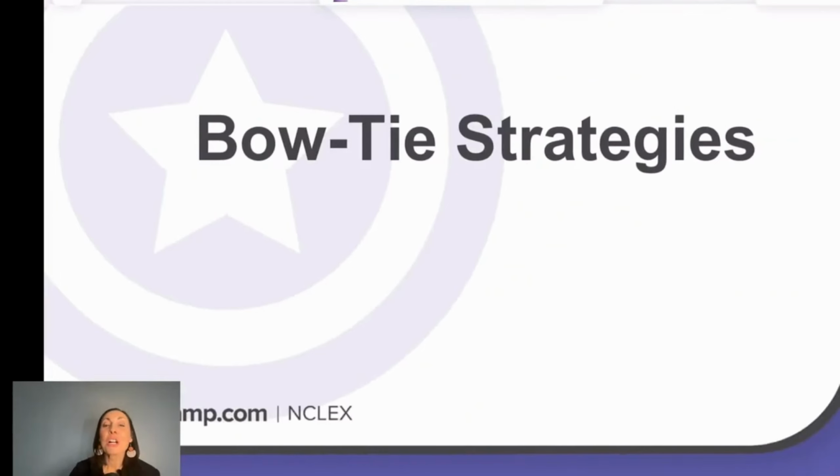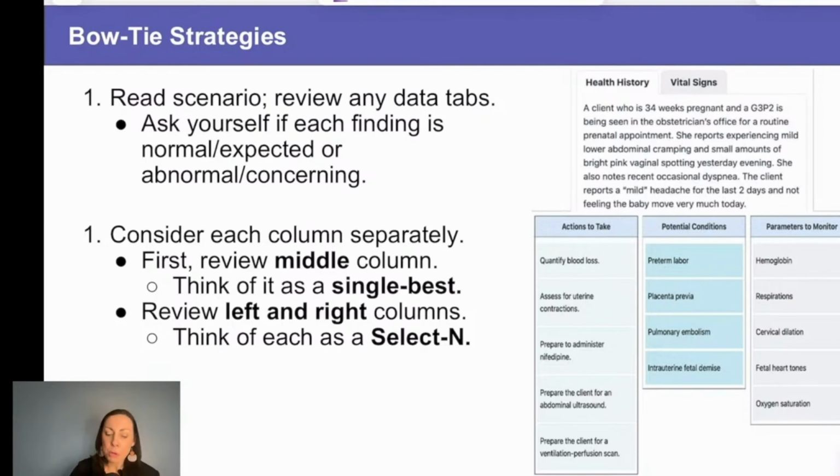All right, so let's talk about some strategies to help make this a little simpler, because it is really overwhelming, I think, when you look at these bow tie questions and you have all these different options and different data tabs and things to take in and to consider. As you approach these questions, I want you to first read the scenario and then review any data tabs. As you do that, you need to ask yourself if each of the findings they're giving you is normal, expected, or is it abnormal, concerning.